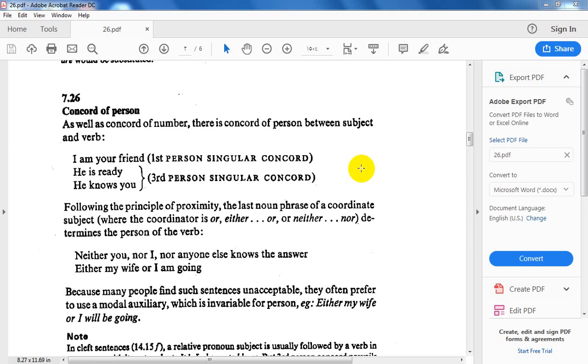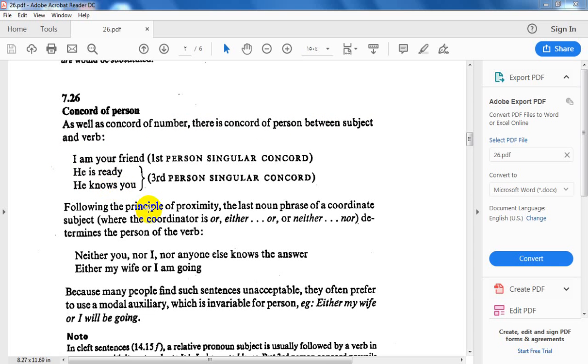The problem arises between subject and verb. As well as concord of number, which we explained, there is concord of person between subject and verb. I am your friend. Take I, it takes am. He takes is; he must be taken as third person singular.